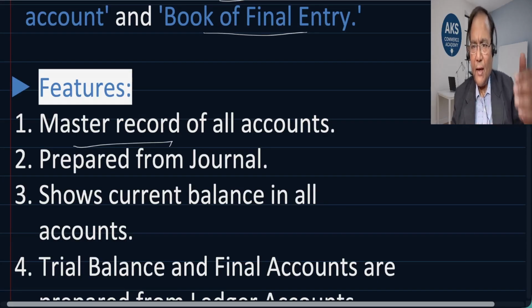So ledger will have various accounts. Each account will have a balance. So it's a master record prepared from the journal. Journal happens to be the basis of preparation for the ledger. It shows the current balance in all accounts. So as of the time when we want to know, we can easily find out the current balance.